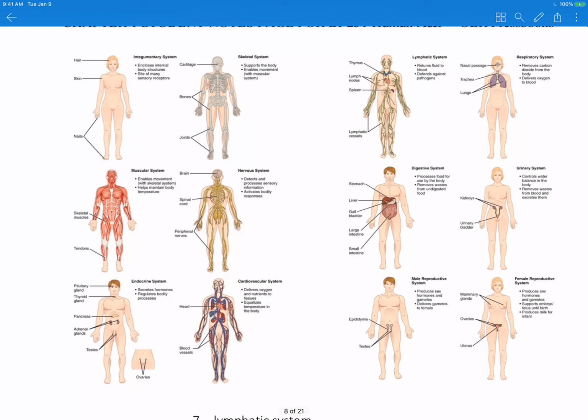Now, we've talked about the organ system level, but the sixth major organizational level is the organism level. This is the most complex level. It contains every other level of organization. It includes the chemical level, the cellular level, the tissue level, the organ level, and the organ system level. The organism is the most complex level of organization. It is the living being, the living human, and all of the different levels have to work together to maintain life.